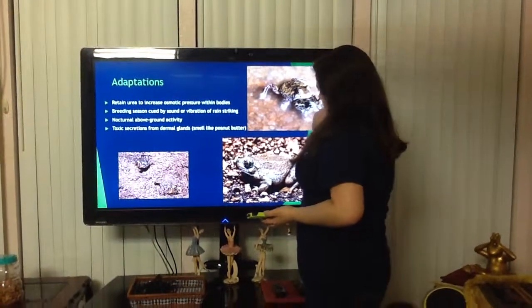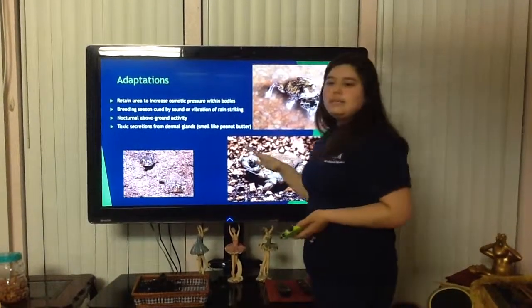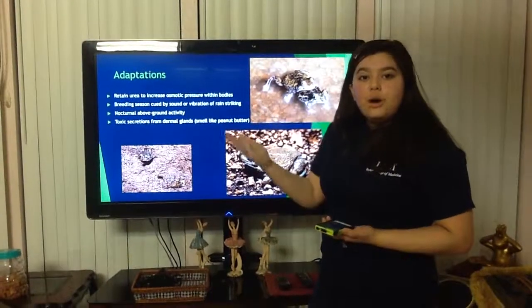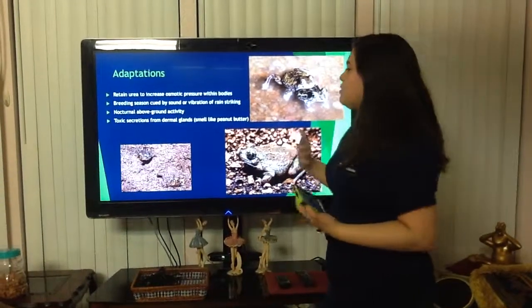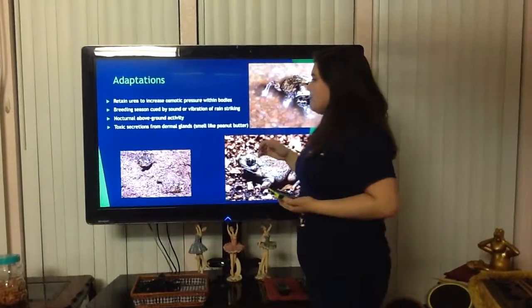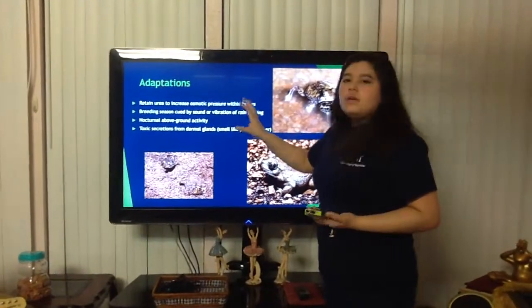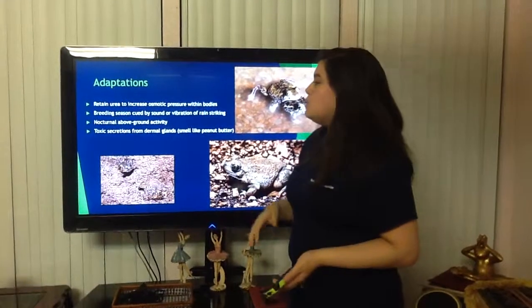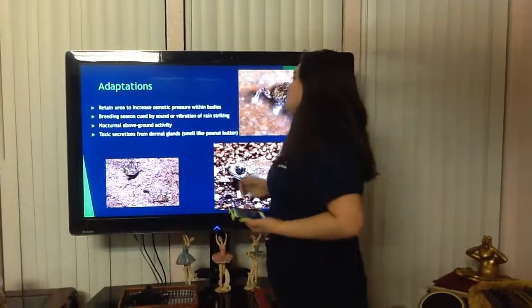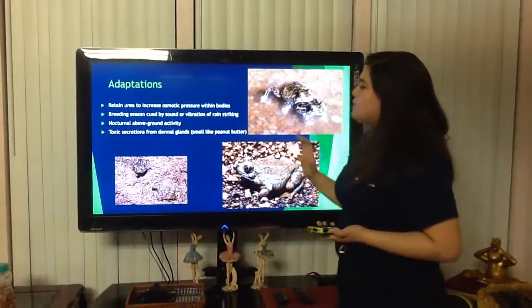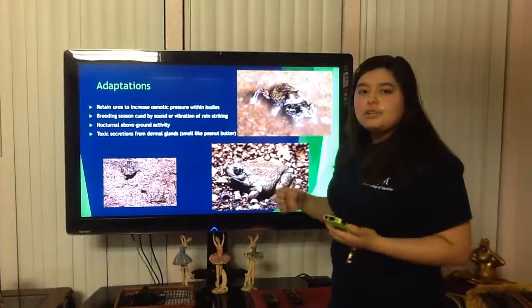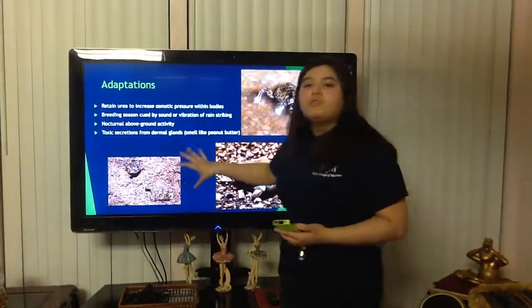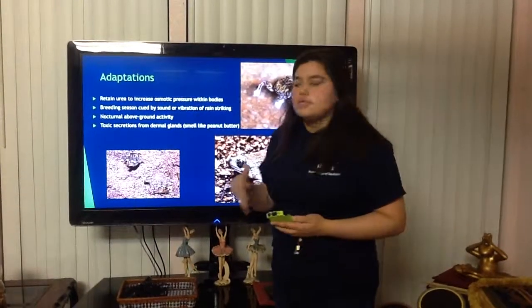And this tells them that they need to go into the shallow ponds that are formed by the rain in order to start breeding. For the most part, their above ground activity is nocturnal to avoid the heat from the daylight. And to deter predators, they secrete a toxic secretion from the dermal glands, and it's characterized by a peanut butter smell.